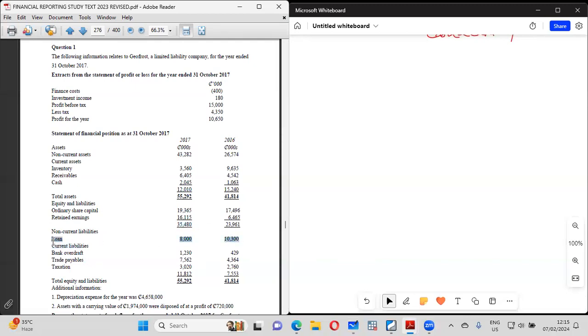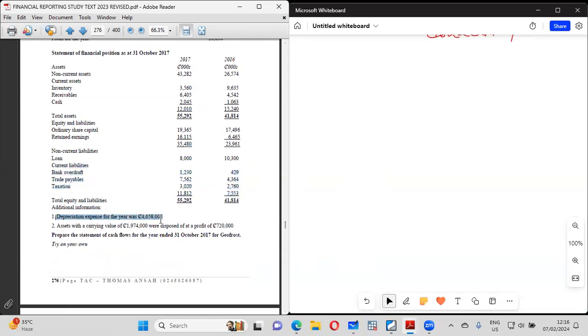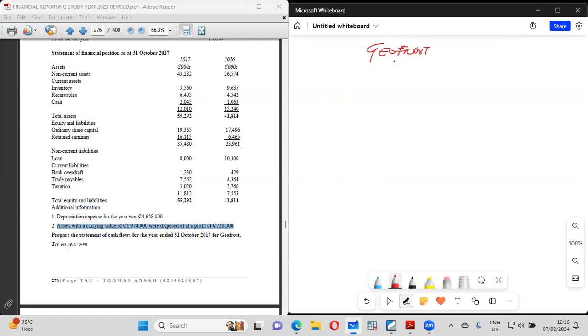All right, so you have these. Additional information tells you depreciation is this. Asset has a carrying amount of this to be disposed of. So you are supposed to prepare for Geofrost. And I think it's a very simple question for us to deal with. So as usual, you start. This is Geofrost. All right, and you have statement of cash flow.